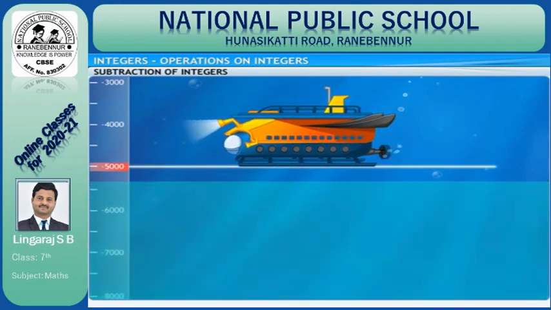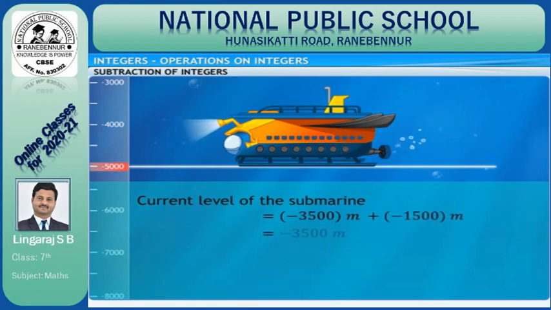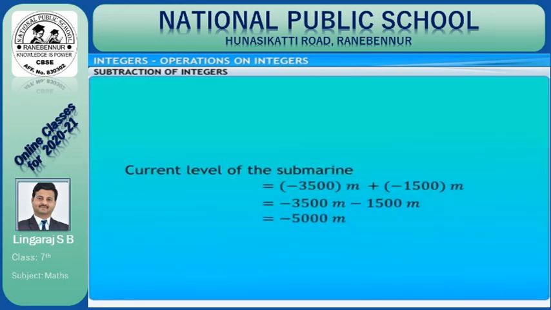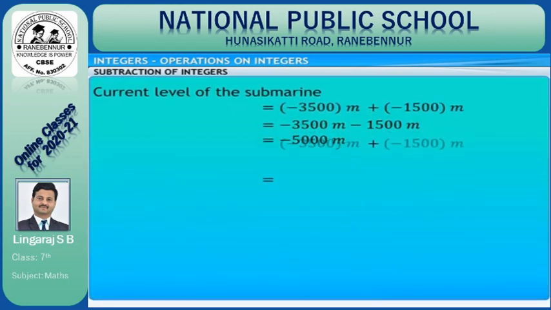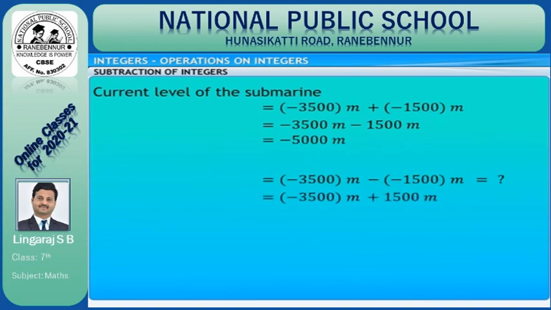As you know, both the negative integers need to be added to arrive at the current level of the submarine. You can see that this value is equal to minus 5,000 meters. Remember, when two negative integers are added, we get a negative integer. Now, what if you had subtracted minus 1,500 meters from minus 3,500 meters? In such a case, the final value would have been minus 2,000 meters.